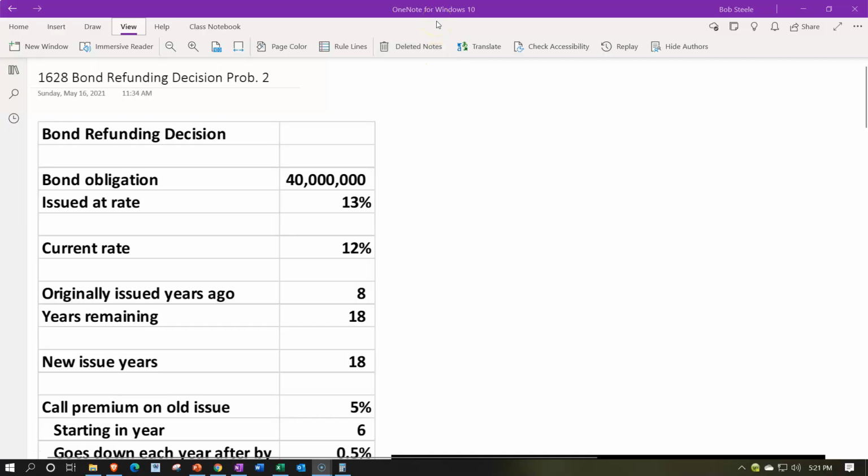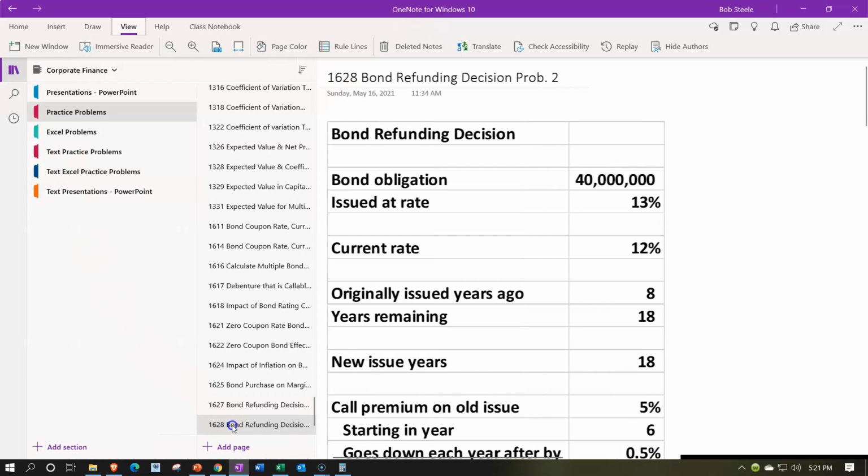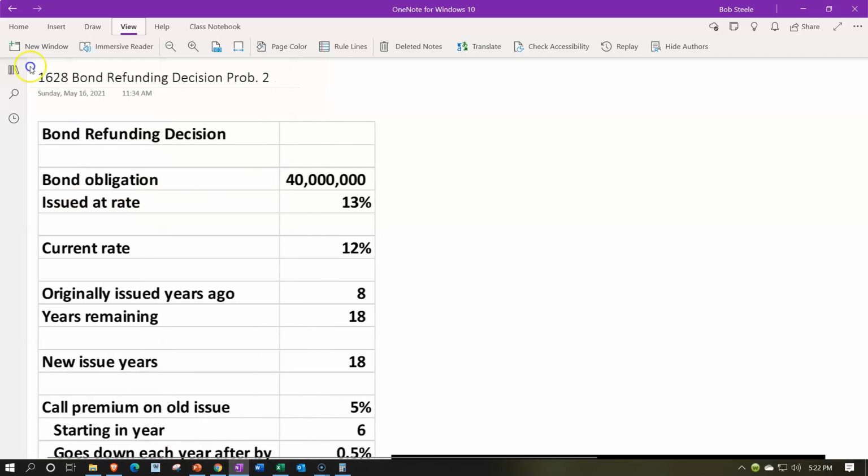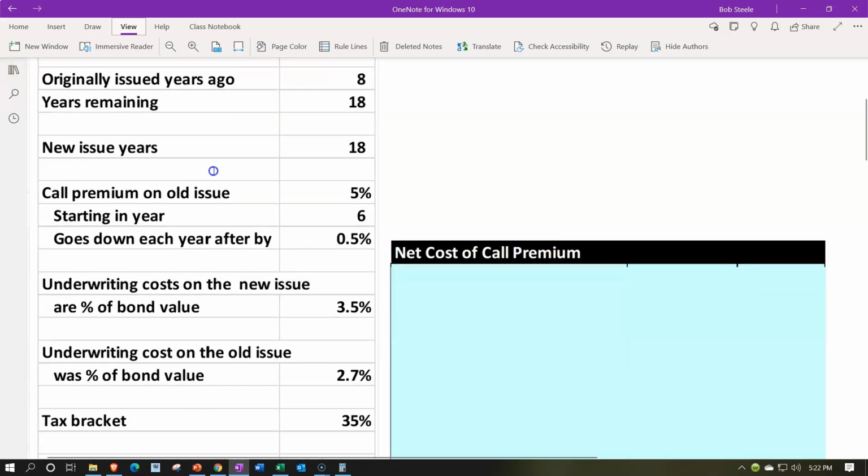If you have access to OneNote and would like to follow along, you're not required to, but if you would like to, we're in the icon on the left-hand side. We're down in the 1628 Bond Refunding Decision Problem Number 2 tab. Also note, when using OneNote, take a look at the immersive reader. Many of our presentations will be in the text area as well, same name, same number, but with transcripts. Transcripts can be translated into multiple different languages and either listened to or read in them. Close in the icon. We have our information up top, calculations then on down below.